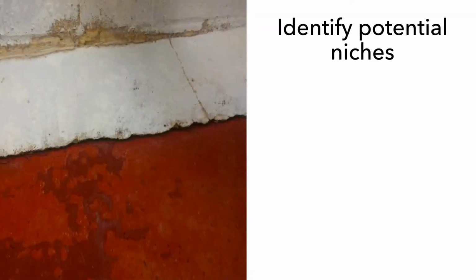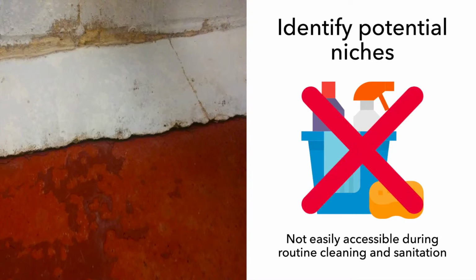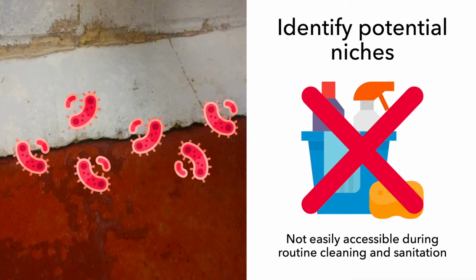Second, remember that you are looking for potential niches of pathogens. These are locations within the equipment or environment of the food facility that are not easily accessible during routine cleaning and sanitation, where bacteria can survive, become established, and multiply. Consider and look for hard-to-reach and rarely cleaned areas that may harbor moisture and food residue.